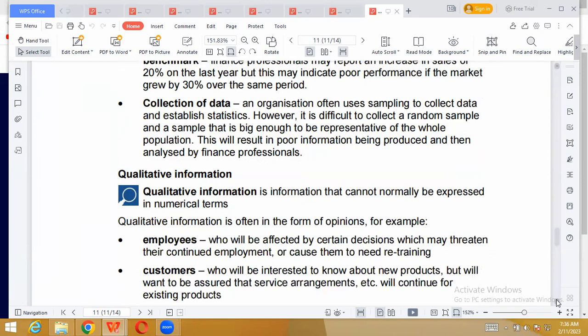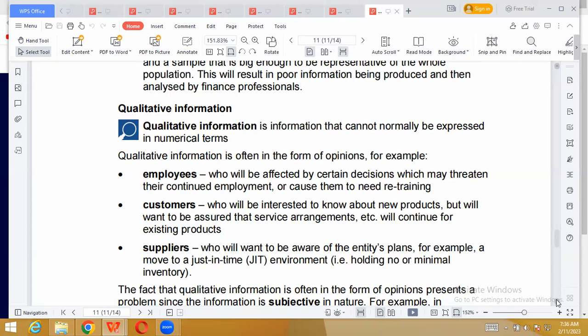And then we look at qualitative information. We were looking at quantitative, now we are looking at qualitative. So qualitative information is information that is not normally expressed in numerical terms.